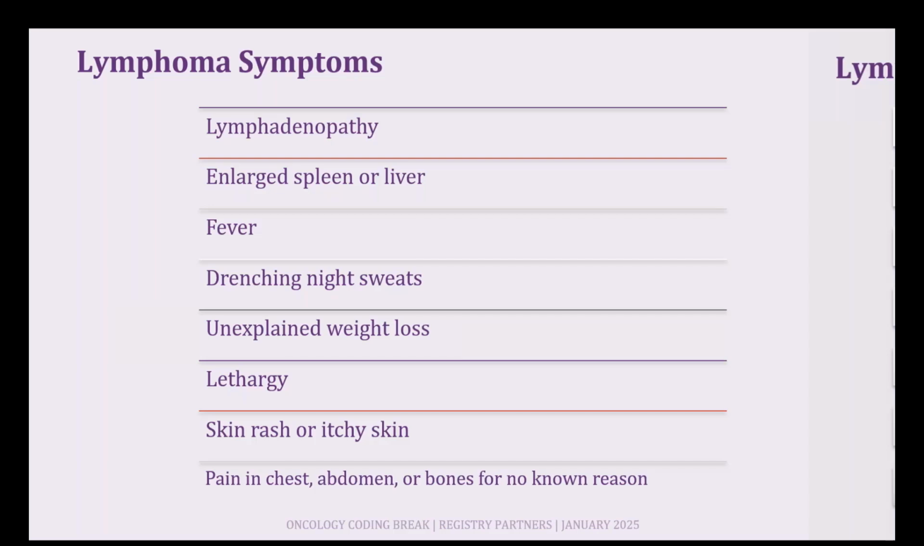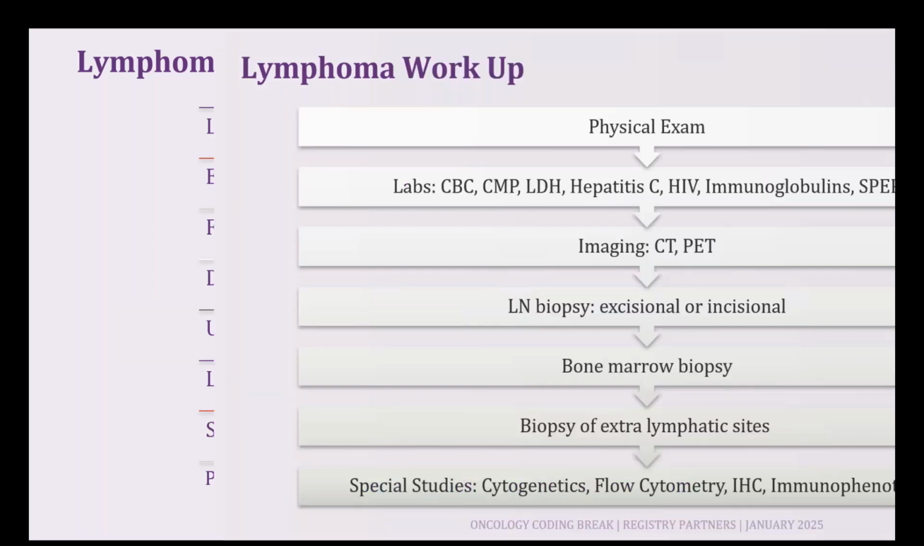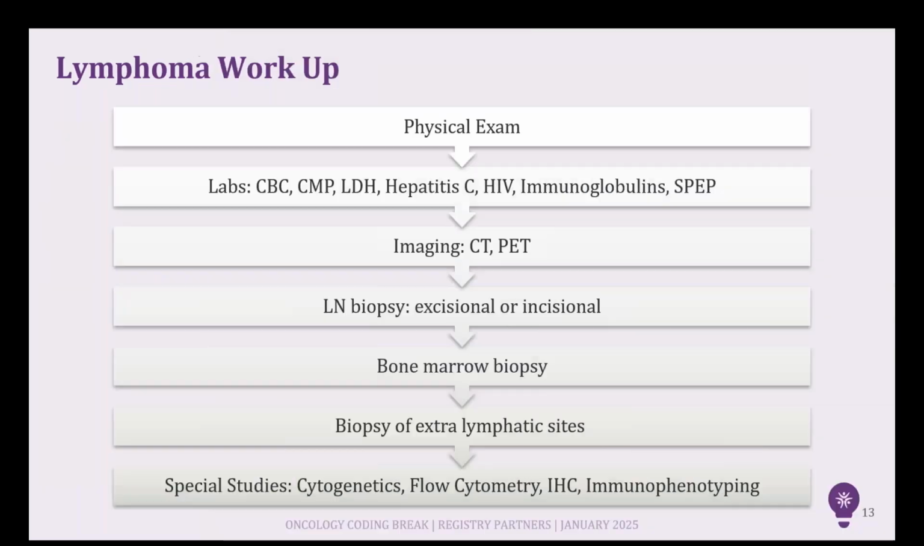When lymphoma is suspected, a thorough workup is necessary to diagnose and treat. So first, the physician is going to review the personal and family history and perform a physical exam looking for enlarged lymph nodes. Labs will also be performed, including but not limited to a complete blood count, comprehensive metabolic panel, lactate dehydrogenase, hepatitis C, HIV testing, immunoglobulins, and serum protein electrophoresis.